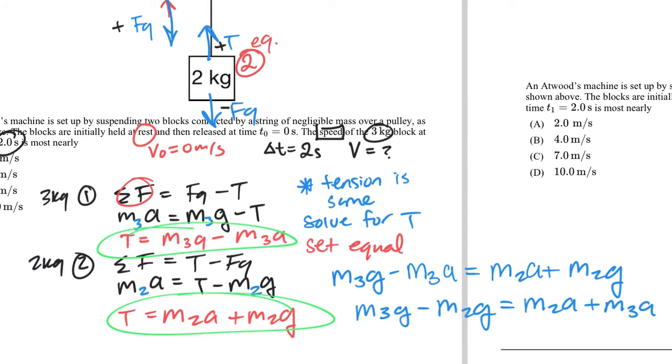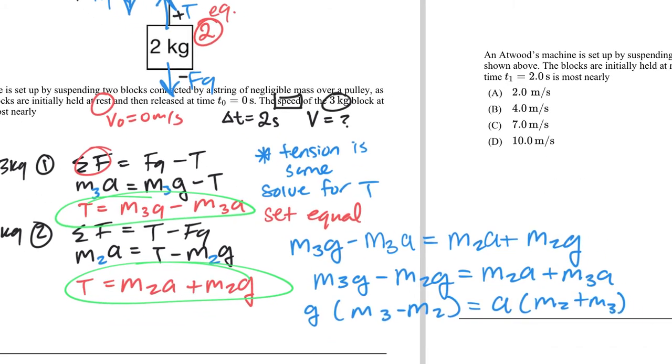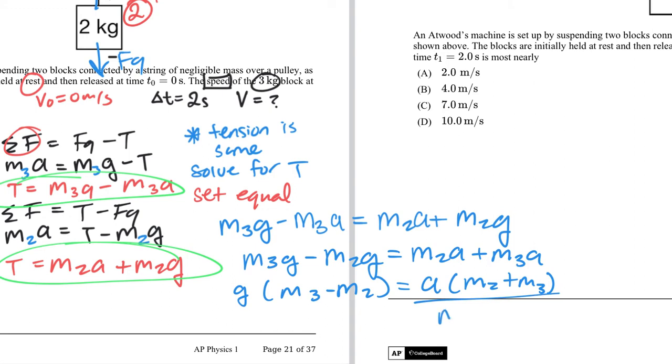So from here, I'm going to factor g out. So g times m3 minus m2 is going to be equal to acceleration times m2 plus m3. And then from here, I'm going to solve for acceleration like I wanted to from the very beginning. I know this is very lengthy. I'm getting a little bit tired of this one question, but let's pull through.